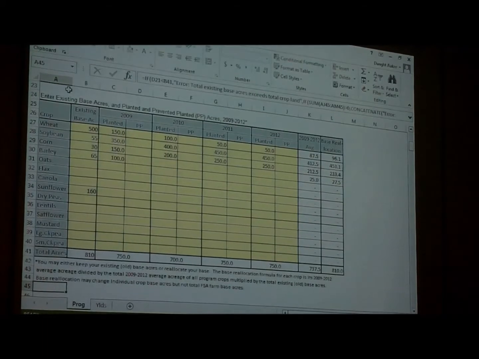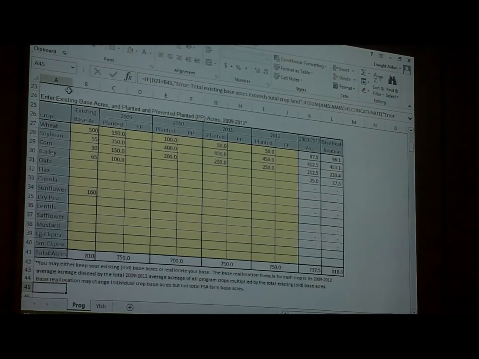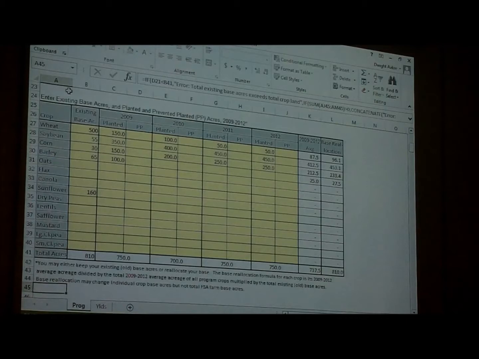But in this case, I looked at the historical data for Foster County, put together a so-called representative farm. It has 500 acres of wheat base, 55 of soybeans, 30 acres of corn base, 65 of barley, 160 of sunflowers out of 1,000 acres. Total base of 810 acres.